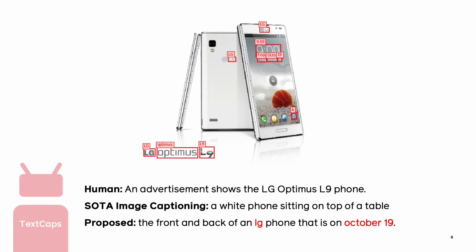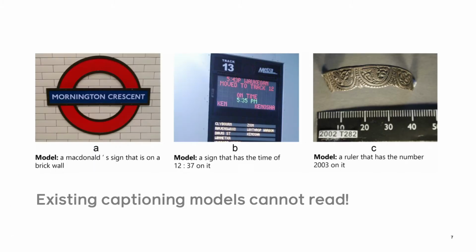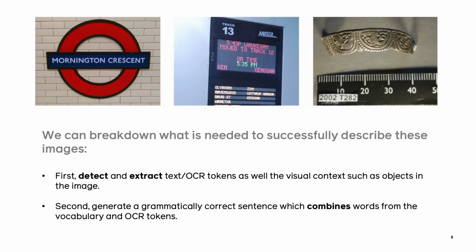For collecting captions, we specifically ask the annotators to use the scene text present inside the images to create a caption. Current datasets have led to a situation where the current captioning models cannot even read, even though text is a very important aspect of our visual world. As you can see in these examples, the text present in these captions is very relevant. So we can break down what is needed to successfully describe these images.